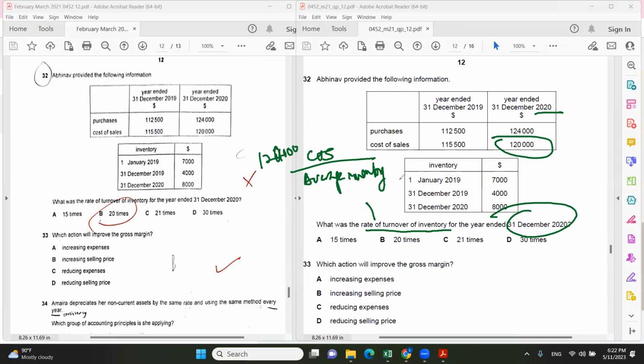120. And then our average inventory is the opening and the closing. This is a closing, but come to 2020 it becomes opening. So we take these two. So you divide 4,000 plus 8,000 and then divide by 2. So we will get 12,000 divided by 2, which is 6,000. So 120 divided by 6, we get 20 times.